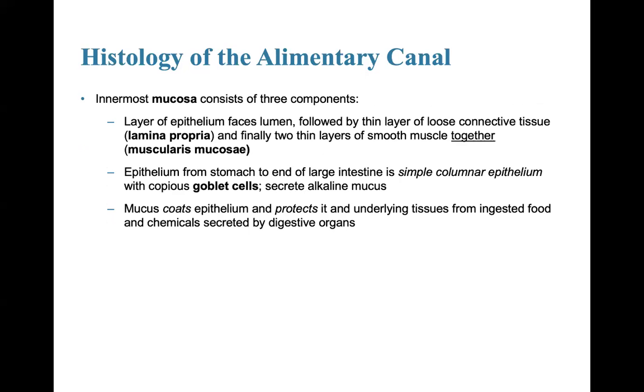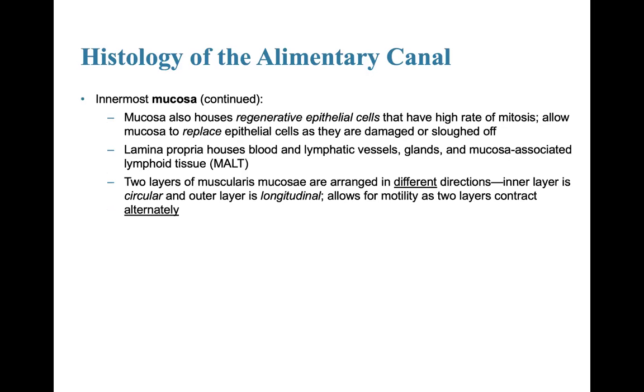The epithelium from the stomach to the end of the large intestines is simple columnar epithelium with copious goblet cells. This will secrete an alkaline mucus. The mucus coats the epithelium and protects it and underlying tissues from ingested food and chemicals secreted by the digestive organs. The mucosa also houses regenerative epithelial cells that have a high rate of mitosis. This allows the mucosa to replicate and replace epithelial cells that are damaged or sloughed off.